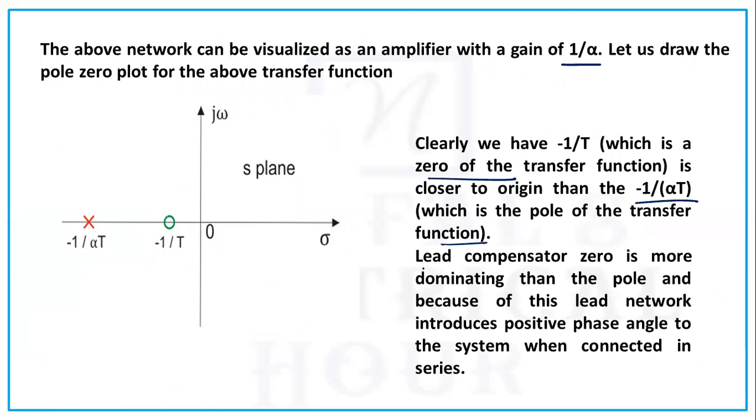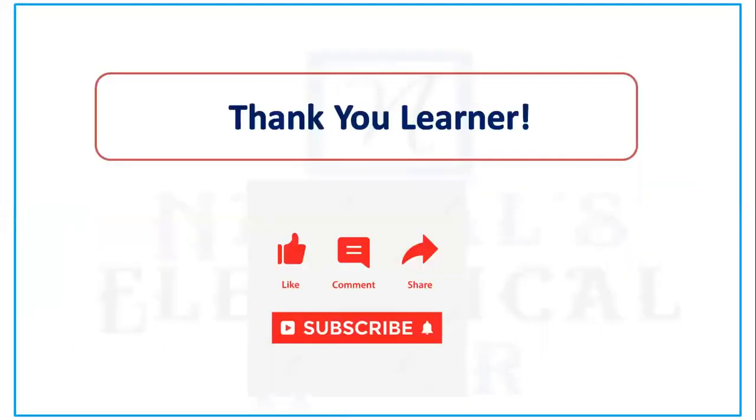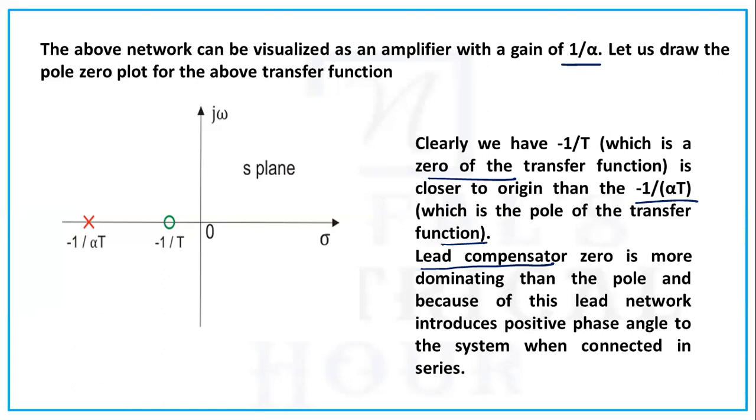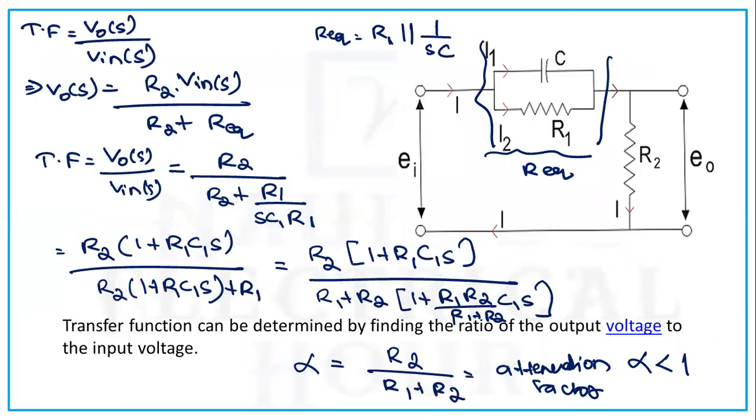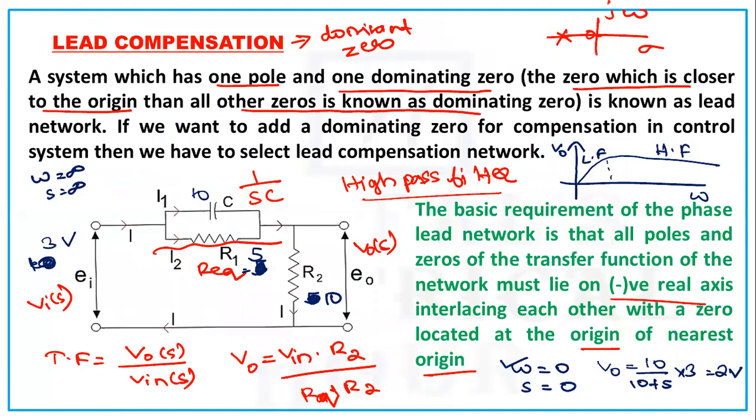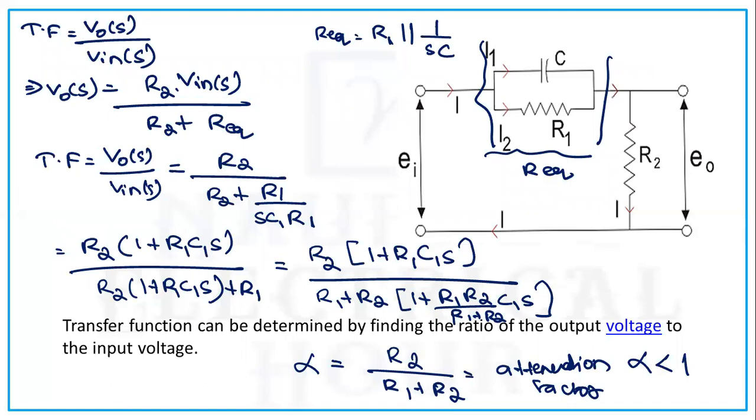So in a lead compensator, the zero is more dominating than the pole, and because of this, the lead network introduces a positive phase angle, as I already told you, when connected in series. So I hope you understood. It is very clear for you. Okay, so here we have already studied different types of compensators, the application of controllers, why we need a compensator, what we mean by a lead compensator, what happens when we add a zero or a pole, and also how a lead compensator becomes a high pass filter. I think it's clear for you.